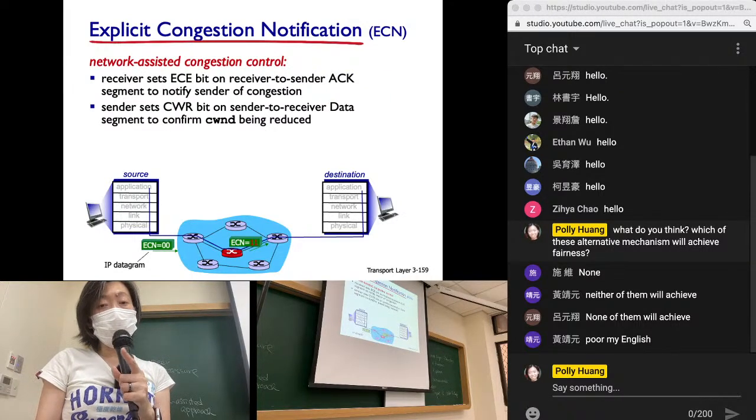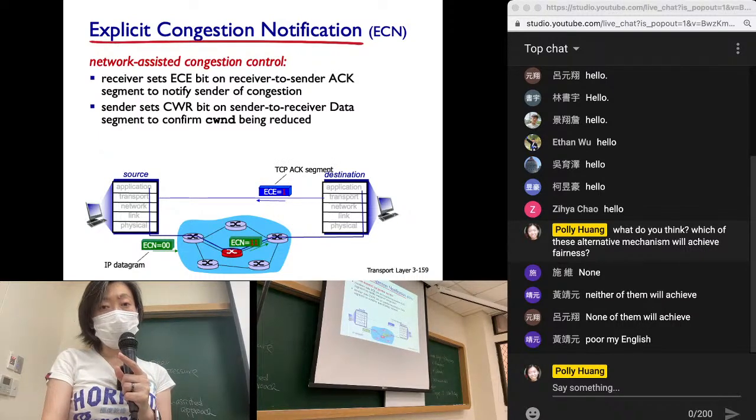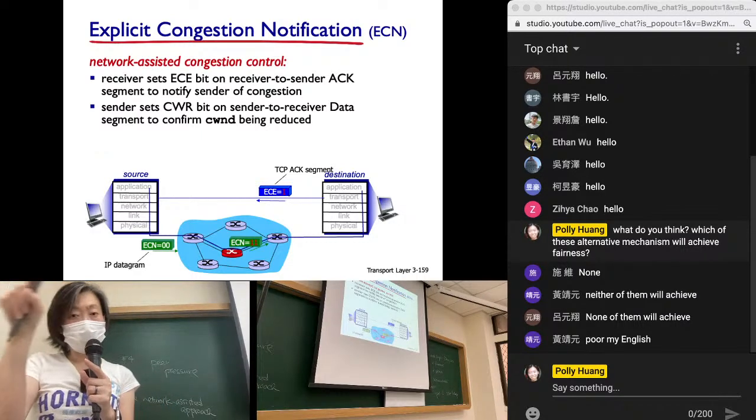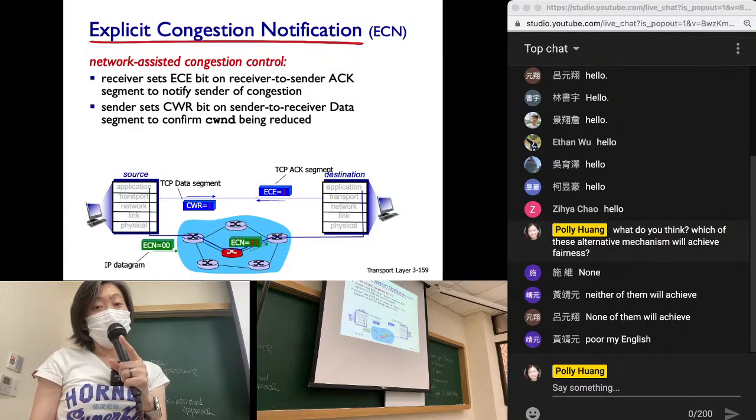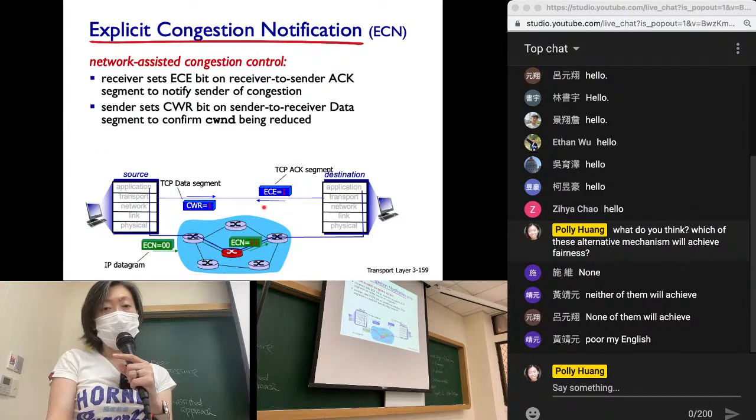And as this ECN packet arrives at the receiver, the receiver sends a TCP ACK segment with the ECE bit turned on. The sender side will get the ACK packet and then reduce the window size according to the recommendation. And then send back the CWR bit in the data packet going out next.